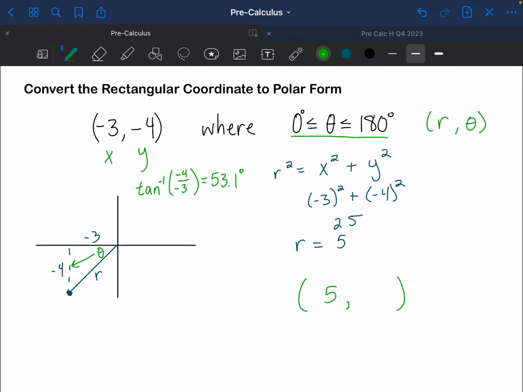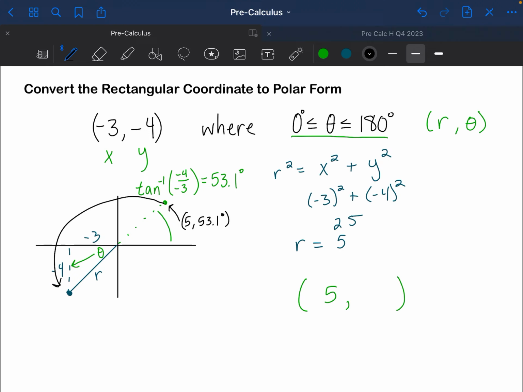Issue with that, though, is when I start at 0 degrees and I open up, well, 53.1 degrees would put me here. This point right there is going to be 53.1 degrees. That is not the point that we want. I need my angle to be between 0 and 180, but I can't have it. That 53.1 is not the correct coordinate. I need to flip over to this spot.